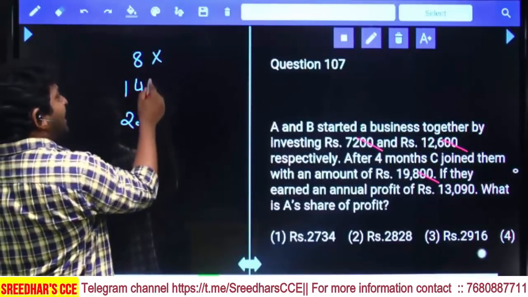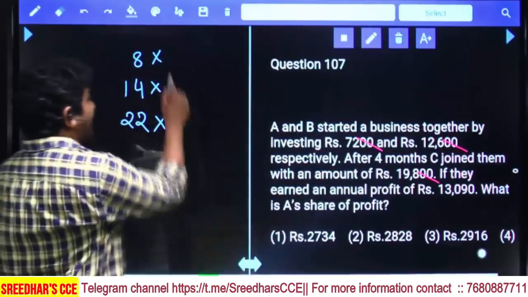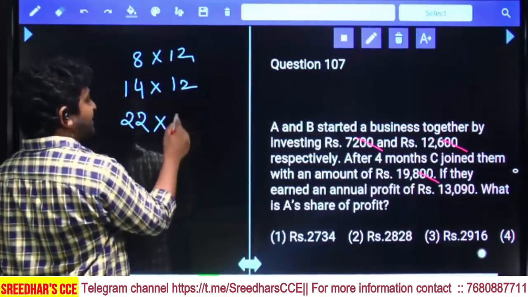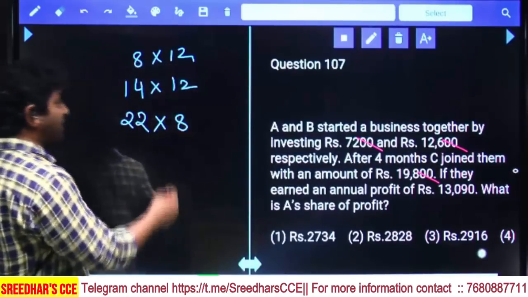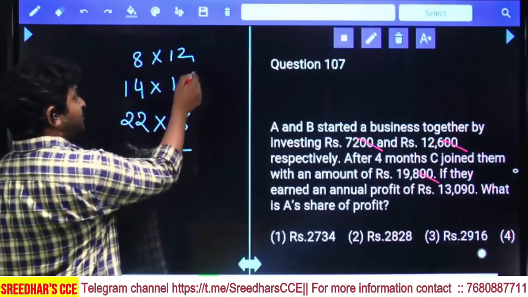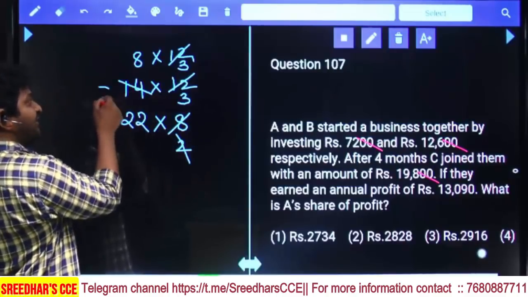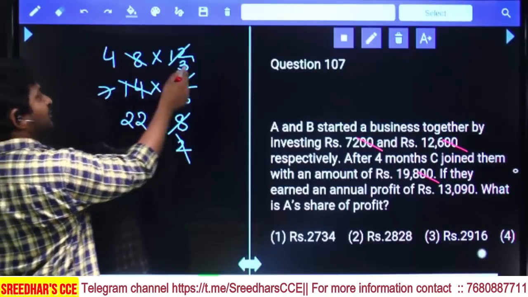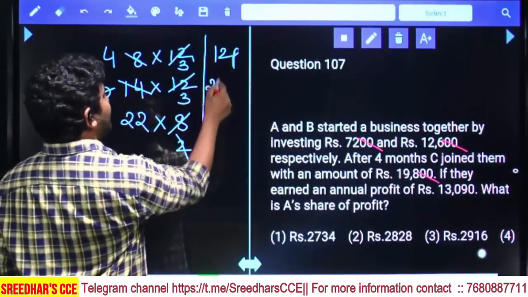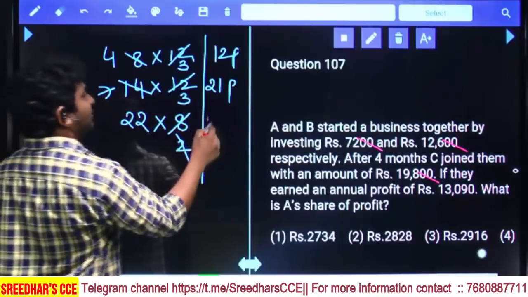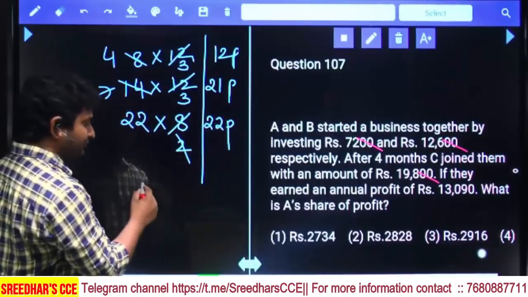Now, A and B started. After 4 months he joined. So A and B are going to be there for 12 months and C is going to be there for only 8 months because he joined after 4 months. Now simplification, 4 2 times, 4 3 times, 4 3 times, 2 7 times, 4 times, 4 threes, 12 parts, 7 threes, 21 parts, and then 22 parts. Now total number of parts we have here 55 parts.